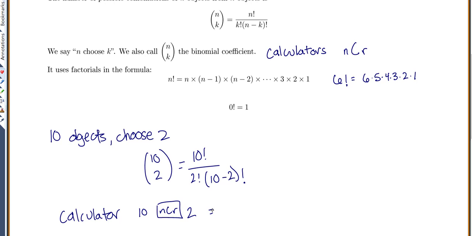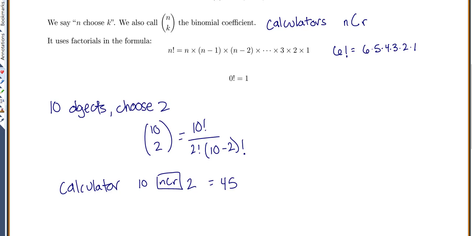And this gives me 45. So this tells me if I had 10 total objects and I want to pick 2 of them, there would be 45 different ways that I could pick 2 of them.